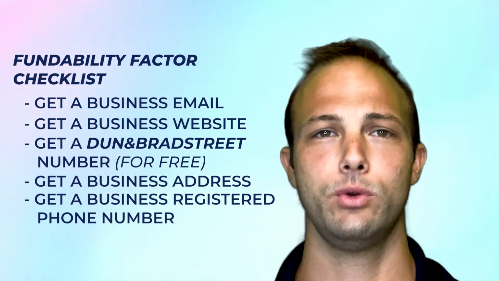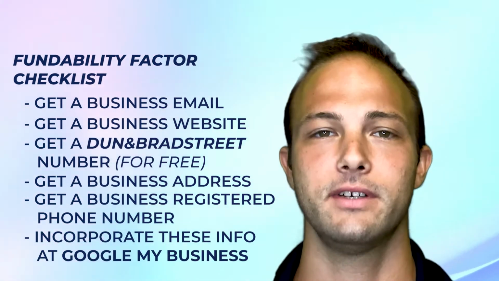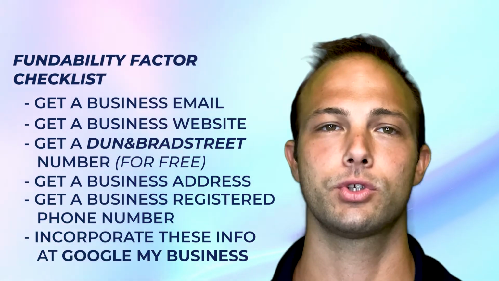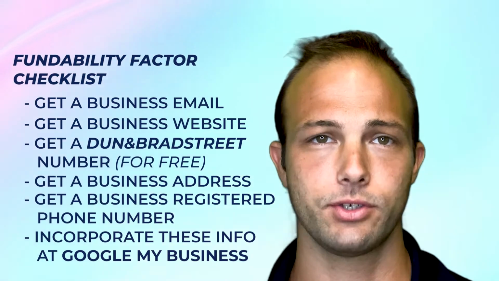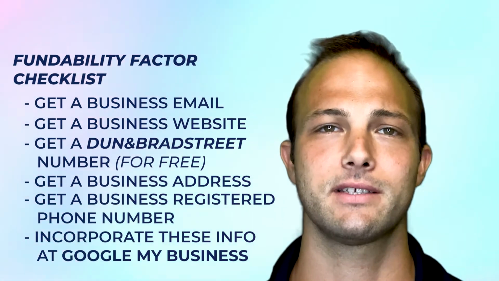And basically what you want to do is incorporate that in Google My Business. If everything is listed correctly in Google My Business, and you open your DUNS number and start actively building these business trade lines, you're going to build your business credit, and it's going to be much easier to get a business line of credit.